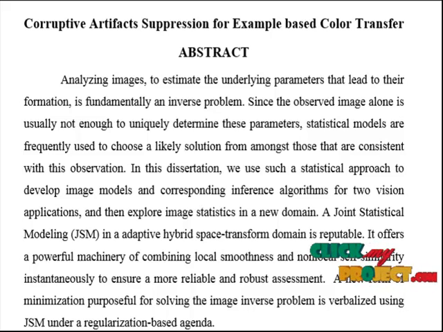applications, and then explore image statistics in a new domain, a joint statistical modeling, that is JSM, in an adaptive hybrid space transform domain. It offers a powerful machinery of combining local smoothness and non-local self-similarity simultaneously to ensure a more reliable and robust estimation. A new form of minimization for solving the image inverse problem is formulated using JSM under a regularization-based framework. The obtained high resolution gradient is then regarded as a gradient check or an edge preserving constraint to recreate the high resolution image.